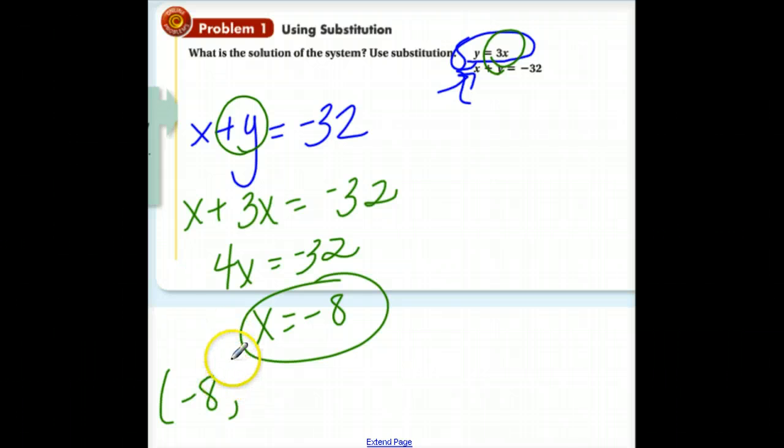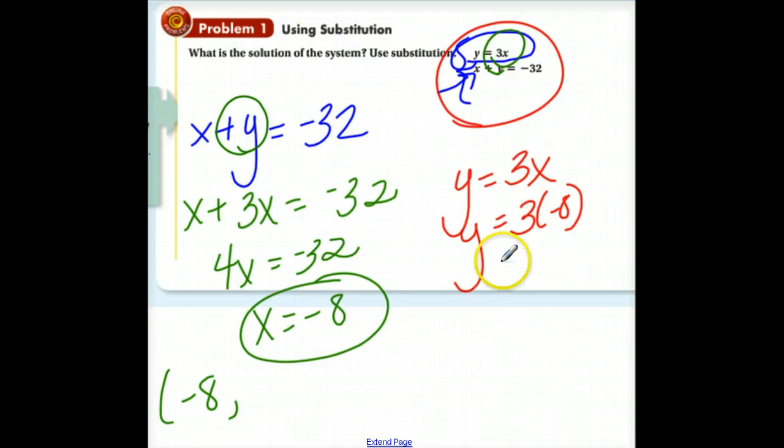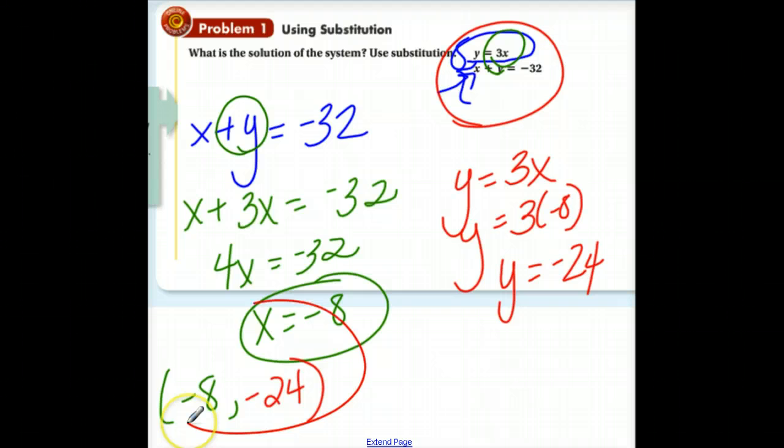To find the y value, I'm going to plug negative 8, my x value, into either of these equations. I'm going to use the first one because it's shorter. So y equals 3x. I now know that x is negative 8. Times that by 3, I should get my y. y equals negative 24. There is our xy solution for this system of equations.